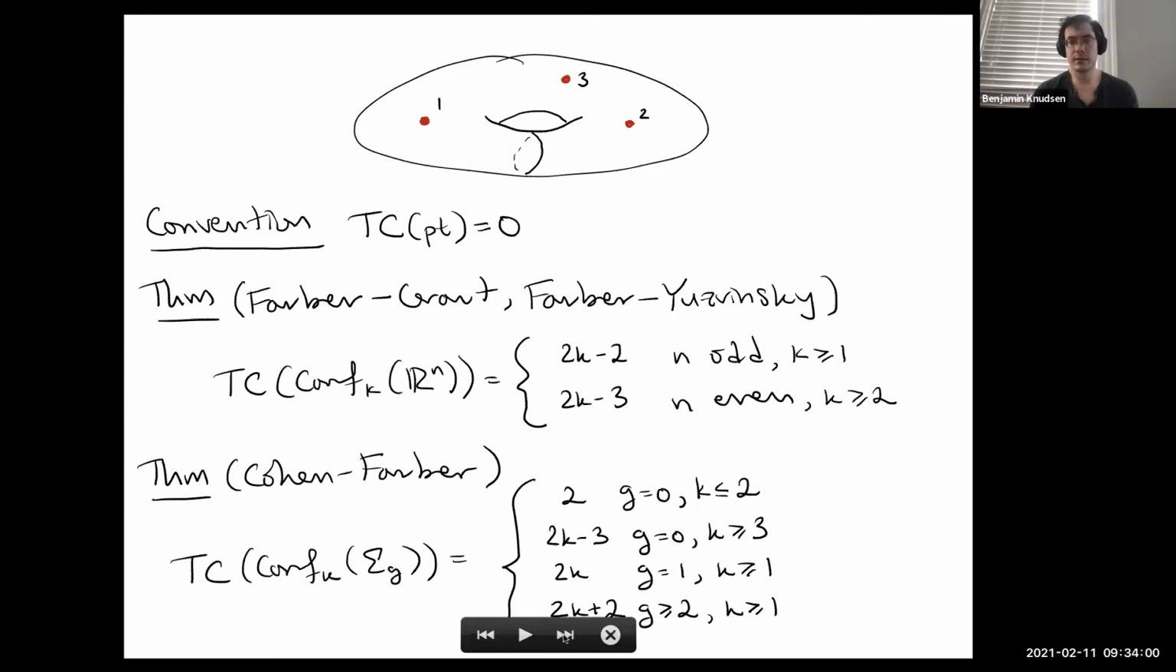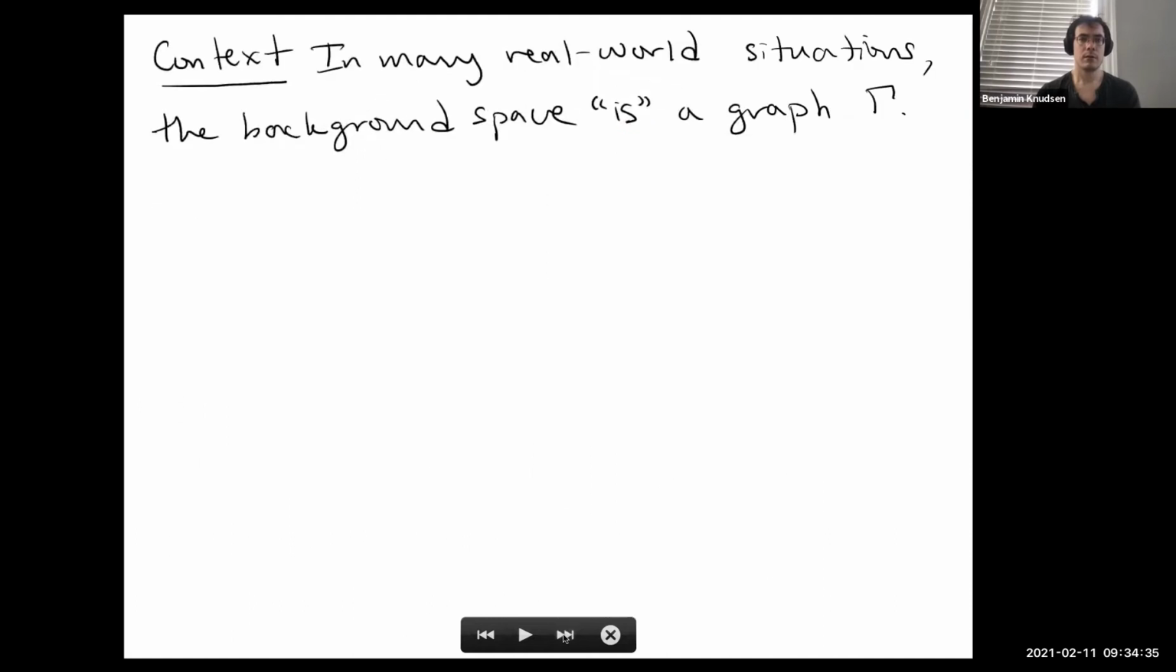And something that I would like to point out about these answers is something slightly vague, which is independence, or eventual independence, or sort of independence of relevant parameters in question. So the answer for R^n is basically independent of n up to the parity. And the answer for a surface is independent of the genus as soon as your genus is not too small.